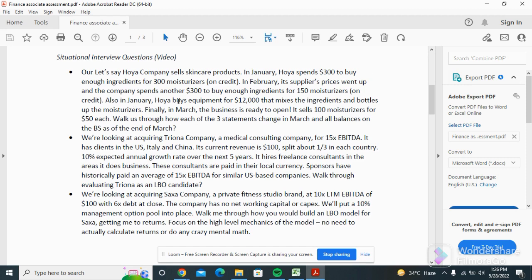After that, they have spent $12,000 on equipment that is used to mix the ingredients for the moisturizer. Finally, in March, the business has started and they sell 100 moisturizers for $50 each. I have to walk through how these transactions affected the different statements. So I want to answer this question by using the Excel sheet.